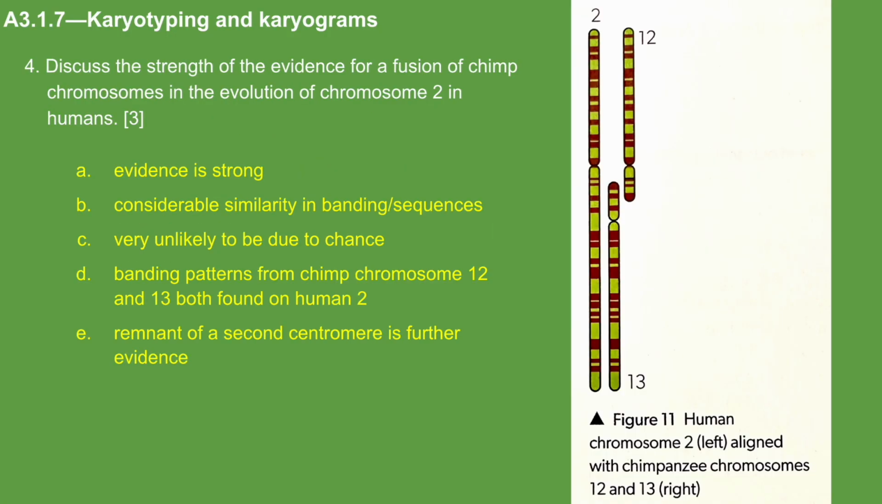So, discuss the strength of the evidence that there was a fusion of those chimp chromosomes and the evolution of chromosome 2 in humans. The evidence is strong. There's a considerable similarity in banding or sequences, which is very unlikely to be due to chance. Banding patterns from chimp chromosome 12 and 13 are both found in human chromosome 2, and that remnant of a second centromere is even further evidence.